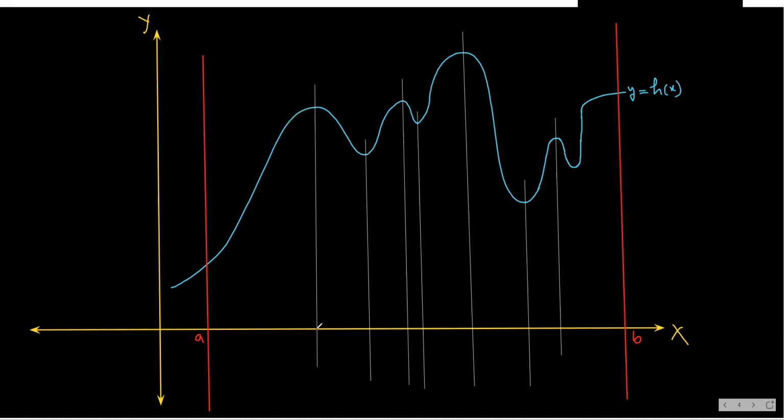So this is, say, point C, this is C, this is D, this is E, this is I, this is J, this one is K, this one is L.